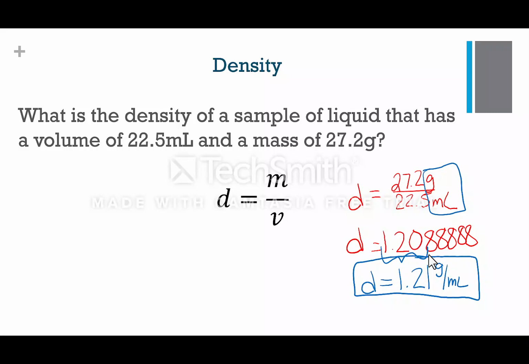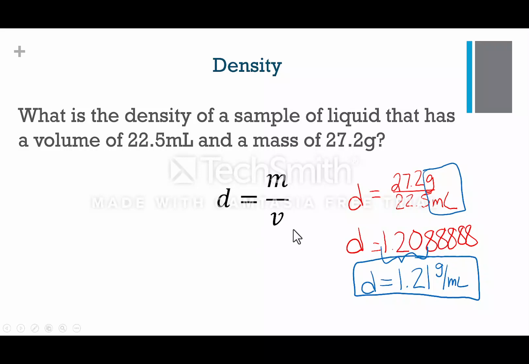So this is a pretty easy, straightforward problem. Things aren't always that easy. What if we have an irregularly shaped object? What if I have a piece of metal and I've got little pellets of metal and I want to know what is the density?